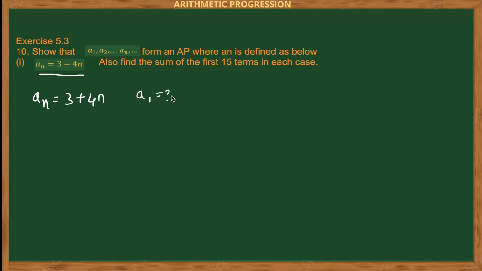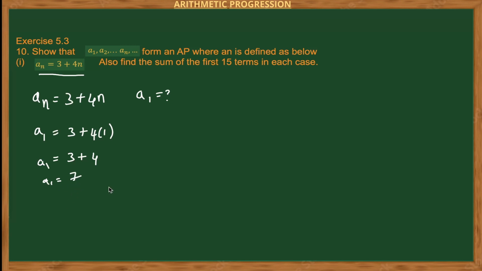So a1, n here is 1. Let's replace n with 1, which is the first term. a1 is equal to 3 plus 4 into 1. So what do we get? 3 plus 4, so a1 is equal to 7. Okay, so we got the first term.